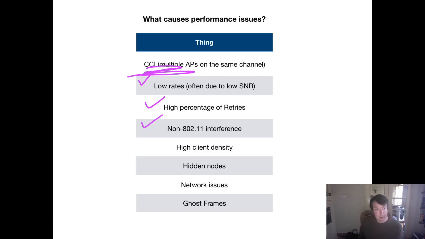Getting back to other potential performance issues, you can have too many clients. We already saw there were only 3 clients connected there. Hidden node can be an issue.